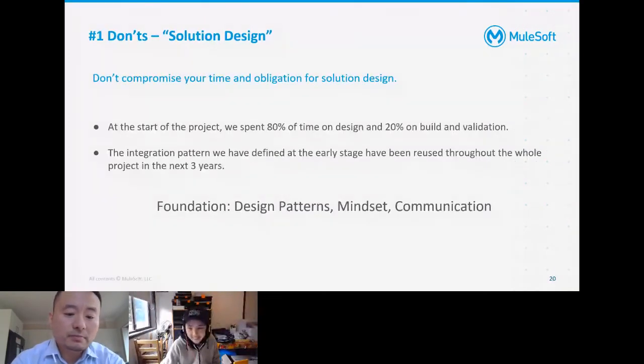So now let's talk about what we shouldn't be doing. Not only did I want to highlight that this is so common, due to the pressure of project delivery that we don't have time for proper solution design, but also that in a lot of scenarios, we mix up the roles and give up the obligation for solution design.